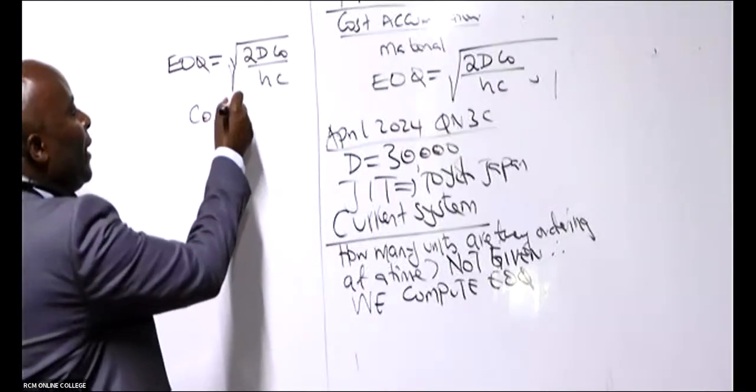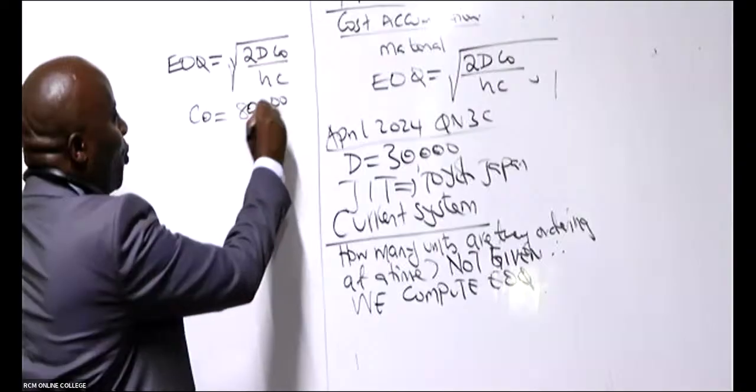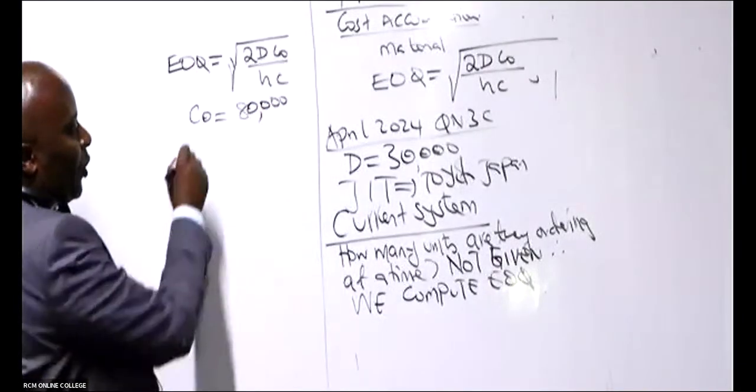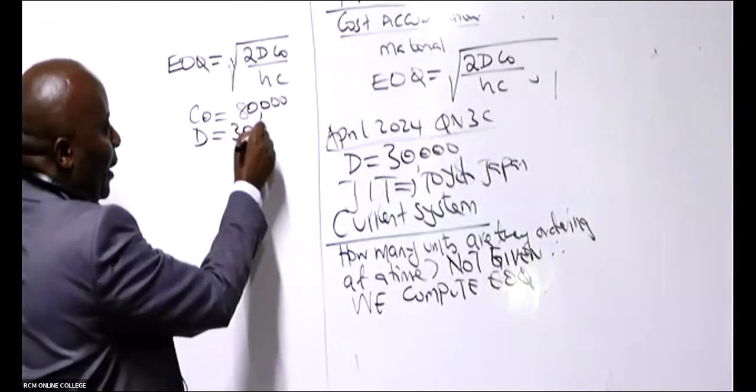So CO is 80,000. Annual demand, already we have gotten that as 30,000, isn't it? So I can write it. Annual demand is 30,000.